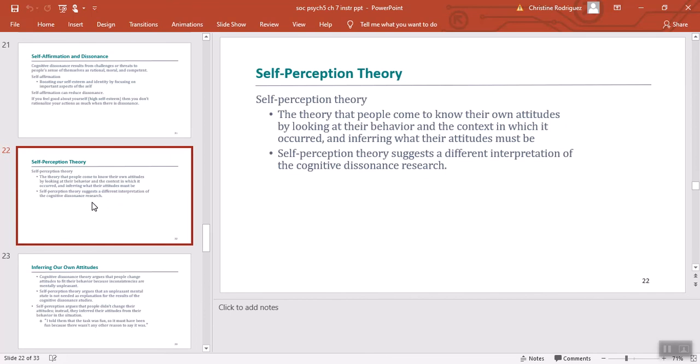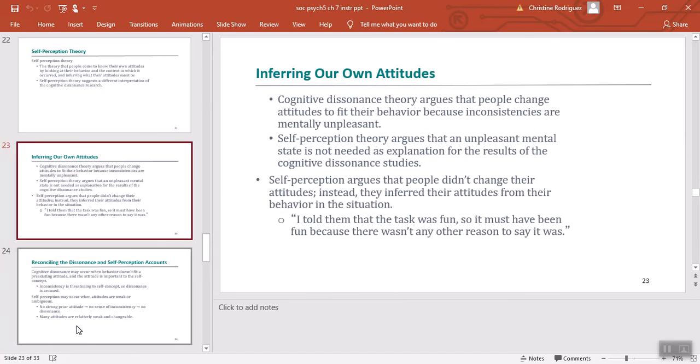This theory, self-perception theory, is really interesting. And that's because, unlike cognitive dissonance theory, it posits that we actually perceive our attitudes after we act. So think about that. Cognitive dissonance theory, and it's here in this slide, makes the argument that people change their attitudes to fit their behavior whenever there are inconsistencies that make them uncomfortable or unpleasant. They have unpleasant feelings about it.